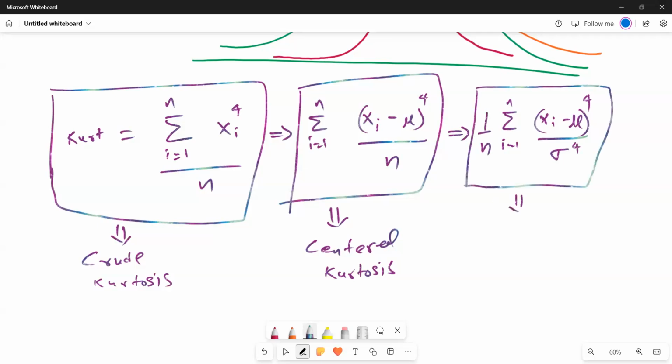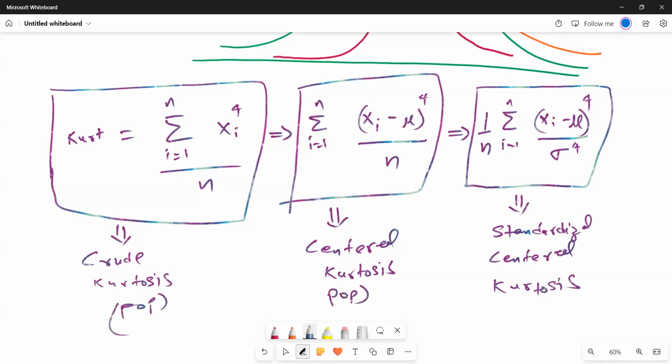Right, so this is your standardized, as well as centered, kurtosis. And all of these are for population. This is for population, this is for population, this is also for population, right?